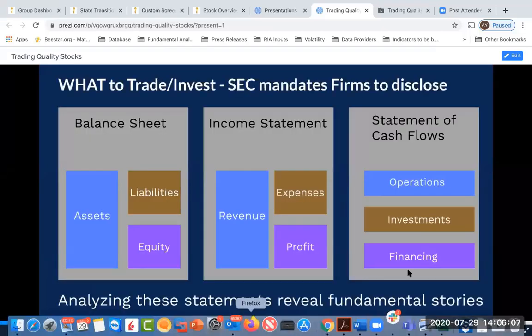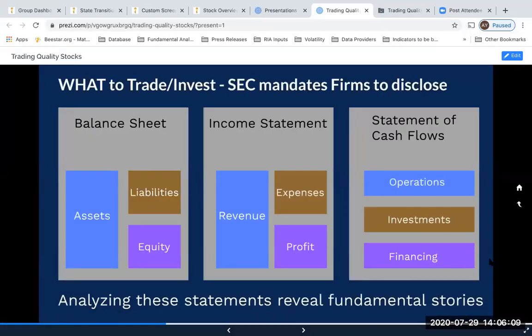So when it comes to the what portion, that's where we have to go back to the fundamentals. And mainly the fundamentals are divided into major three financial statements: balance sheet, income statement, and statement of cash flows. Pretty simple. We want to understand these fundamental stories behind these books.